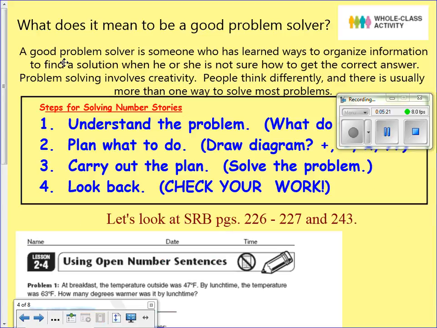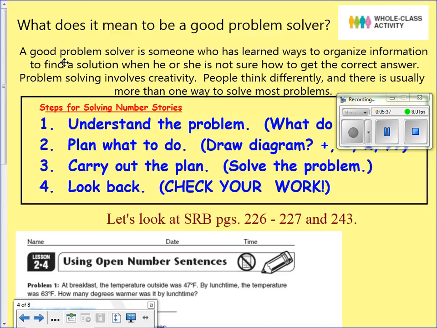What does it mean to be a good problem solver? A good problem solver is someone who has learned ways to organize information to find a solution. When he or she is not sure how to get the correct answer, problem solving involves creativity. People think differently, and there usually is more than one way to solve most problems.